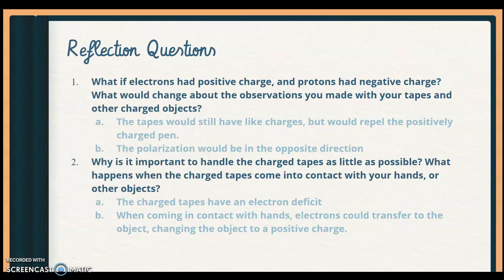Now, what would happen if the charge on the proton and electron were flipped? The tapes would still have like charges, but would repel the positively charged pen. The polarization would also be in the opposite direction.